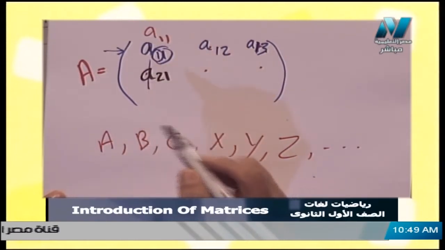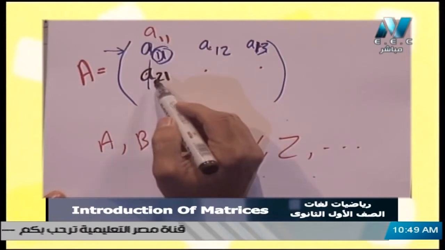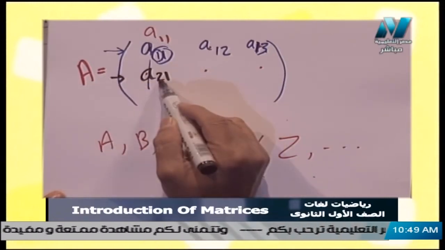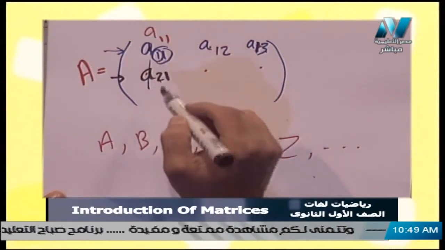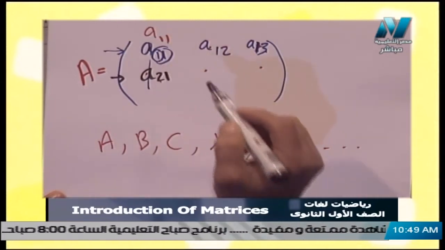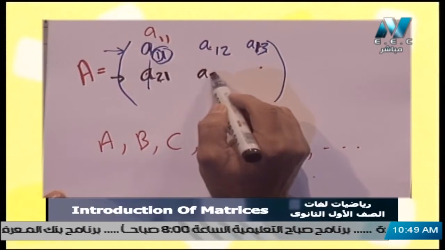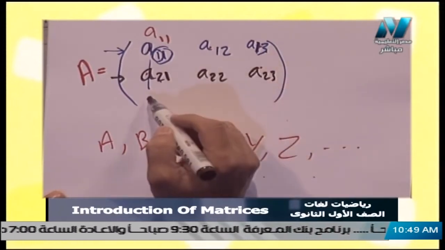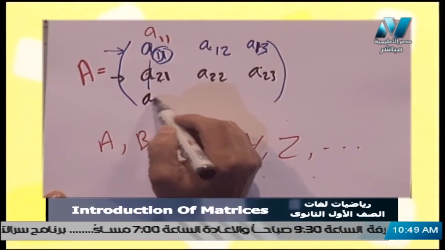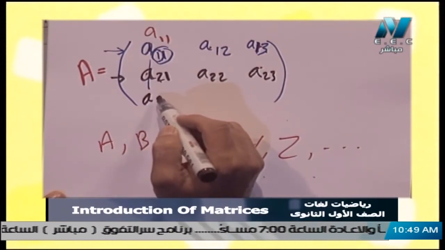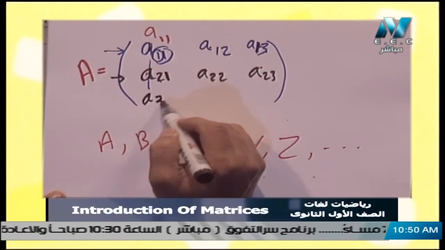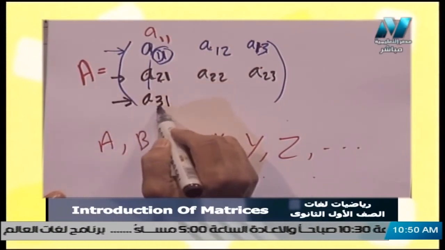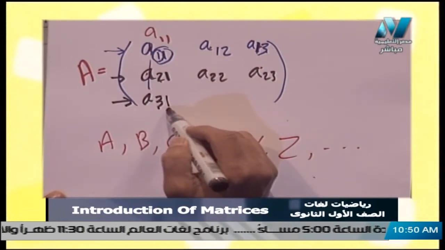Yes, A21 because we have second row here, the row number 2, and first column here, the column number 1. And this is A22, A23, and if we write here, we will write what? Yes, we will write A31 because it is row number 3 and column number 1.